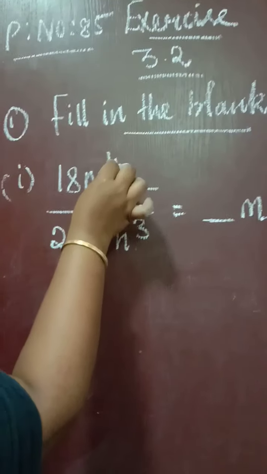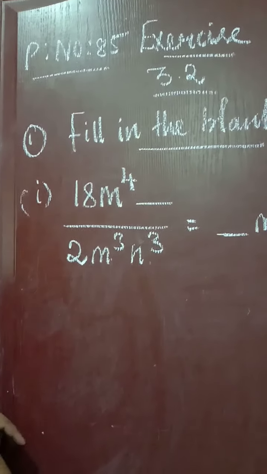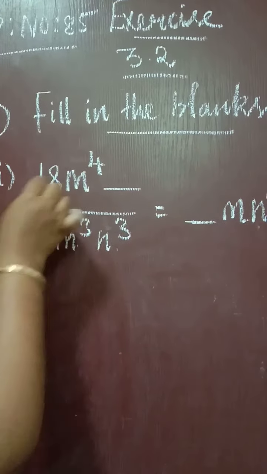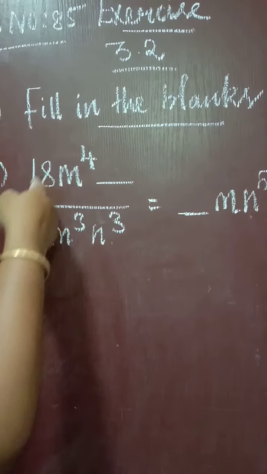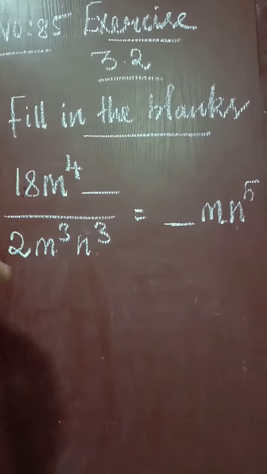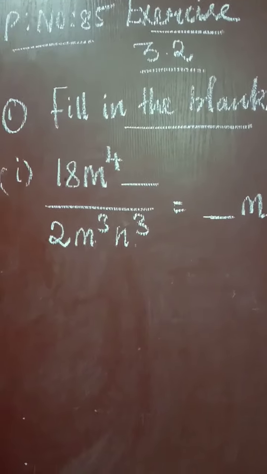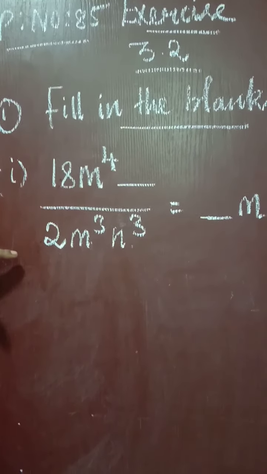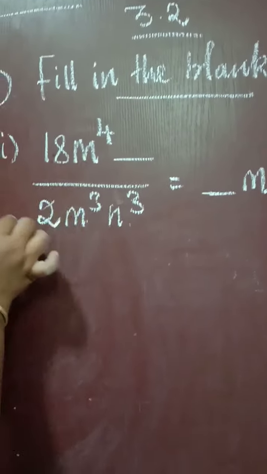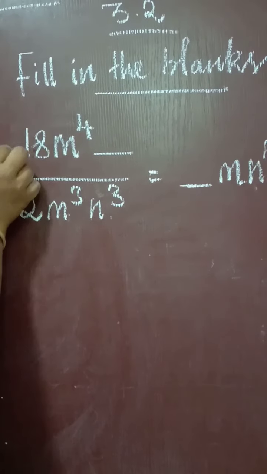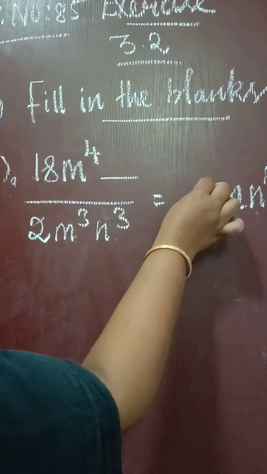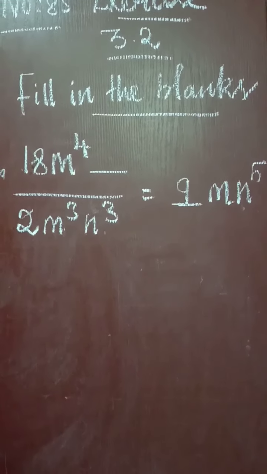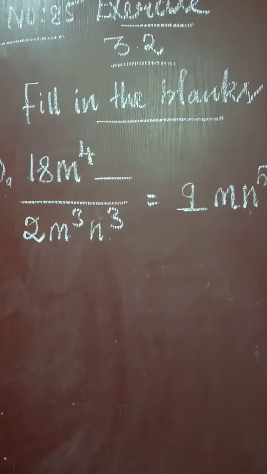In this place, m power 4 and m power 3. Listen, first you have to see the numbers. Here 18, here 2. How many 2's in 18? Do you know the 2 table? Yes, 2 9's are 18. So this one and this one cancel, and we get a 9. So in this place we have to write 9.